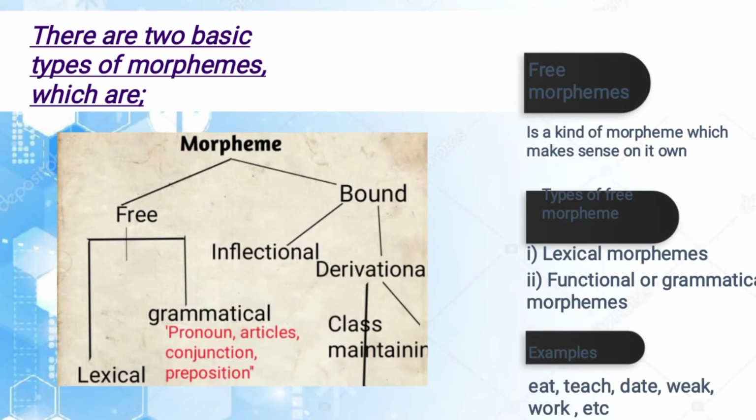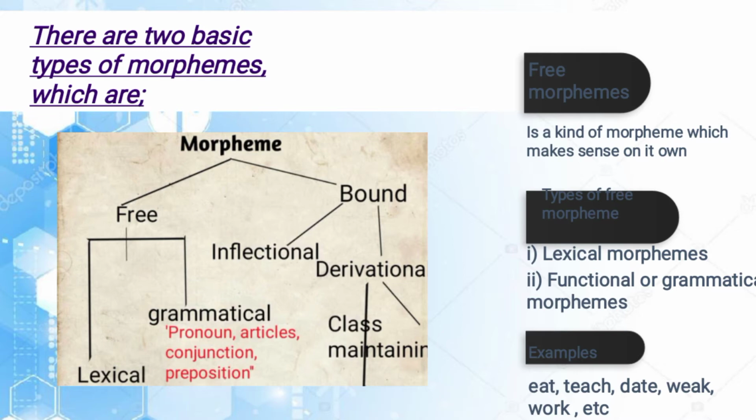There are basically two types of morphemes, which are free morpheme and bound morpheme. Under the free morpheme, we have lexical morpheme and grammatical morpheme, whilst under the bound morpheme, we have inflectional and derivational morphemes. With free morpheme, we can say that a free morpheme is a kind of morpheme which makes sense on its own.